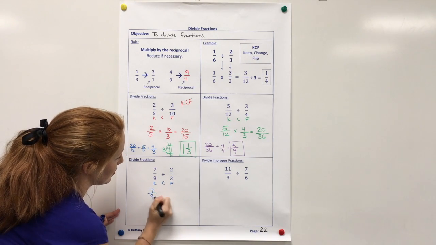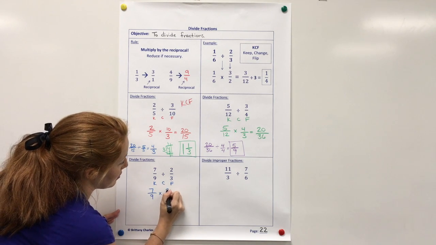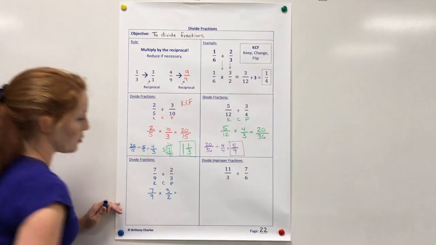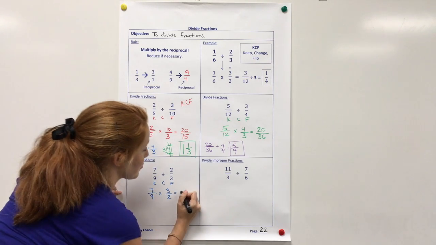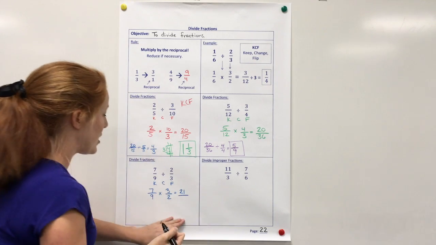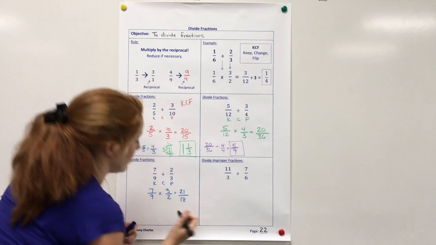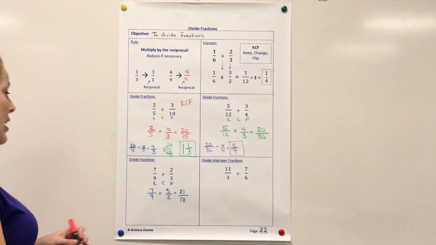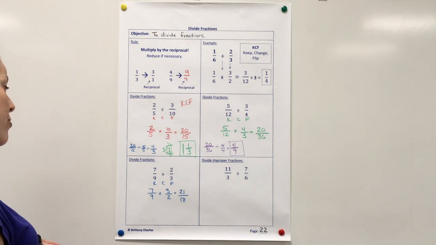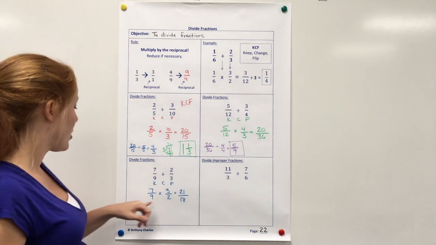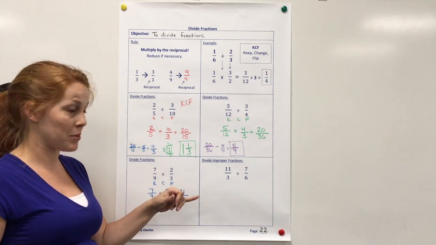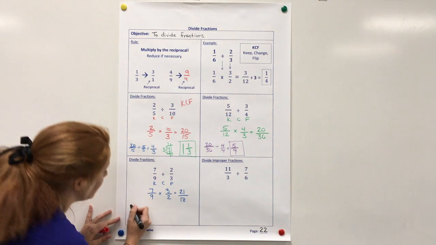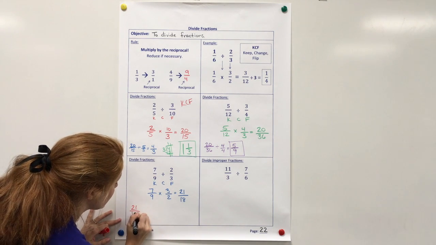Keep, change, flip. Then I multiply. 7 times 3 is 21. 9 times 2 is 18. Okay, now I need to check and see if I can reduce this. And let's see, 2, no, 3, yes. Remember, 2 plus 1 is 3, that's divisible by 3. 1 plus 8 is 9, that's divisible by 3. So 21/18.